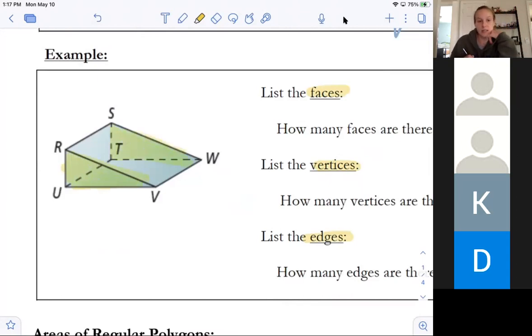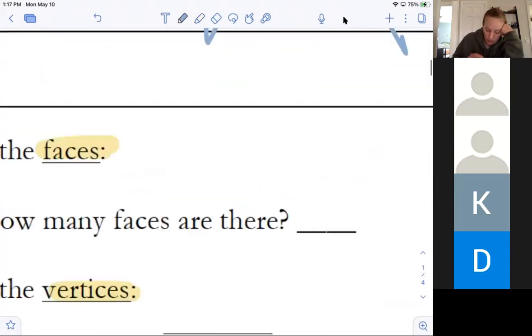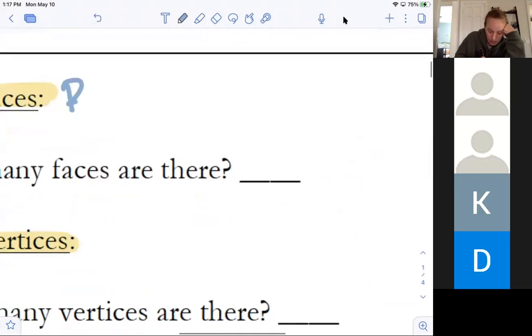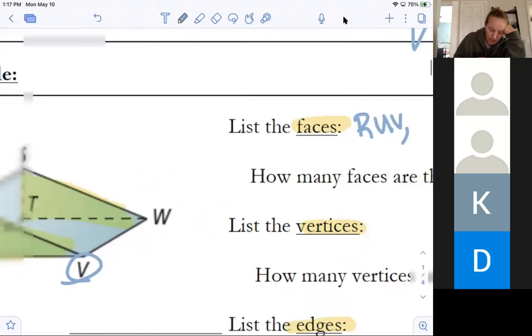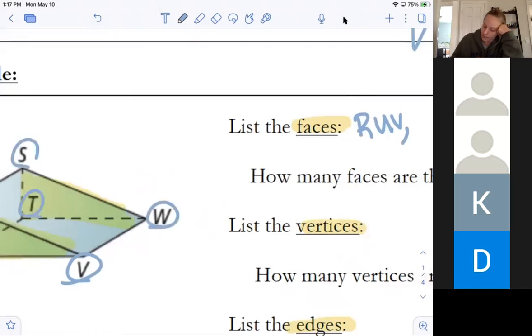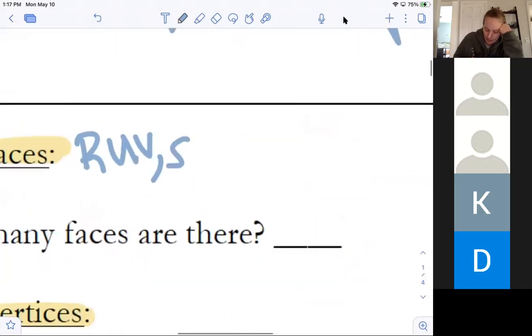Those are faces. Remember, it's been a while since we've named planes, but you need 3 points to name a plane. So for these triangle planes, I just use all the points. I'm going to say RUV counts as one. And the other one is STW. You can put them in whatever order you want. You don't have to put them in the same order I do, but those 3 letters together correspond to one plane.